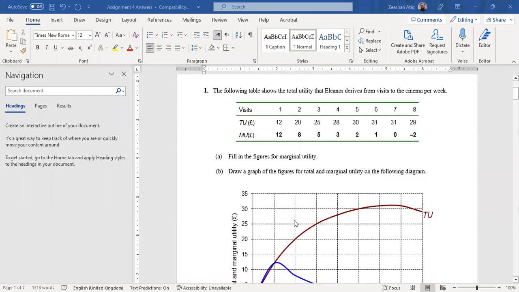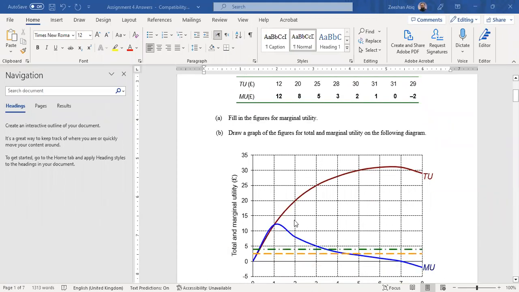Now, for the B part, you have to draw the curves for the total utility and marginal utility. As you can observe, for the 0 unit of consumption, the total utility that a person is getting is 0. But for the first unit of consumption, the first visit to the cinema, the total utility increases to 12, which is this 12.